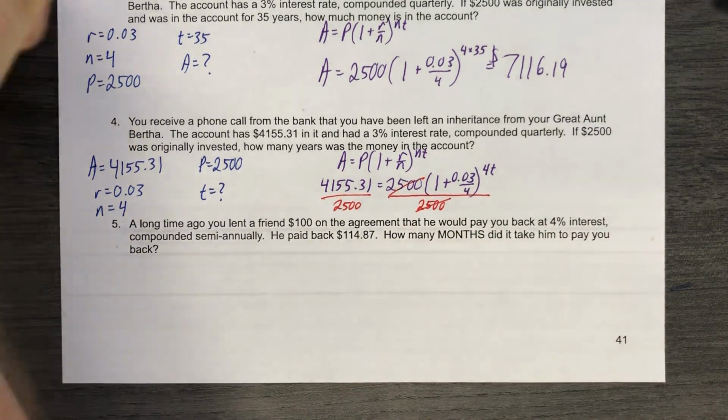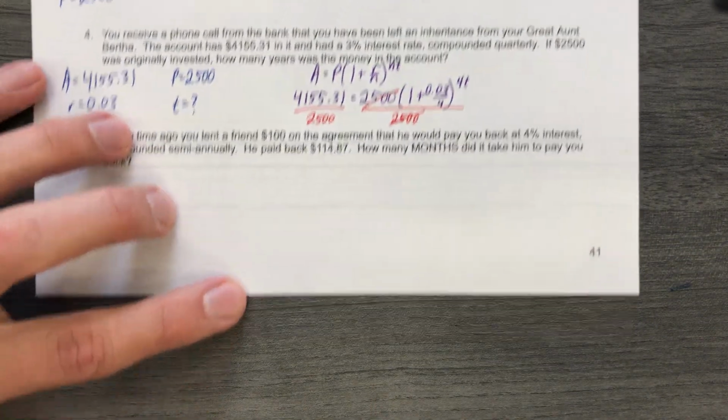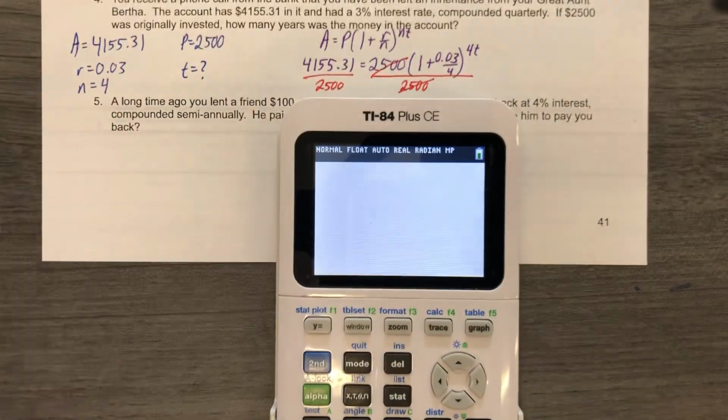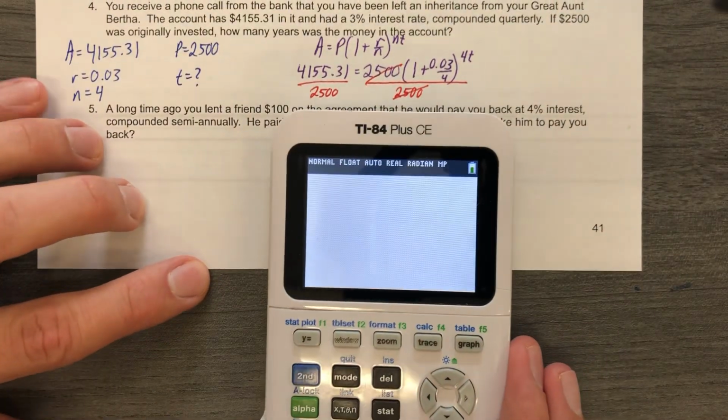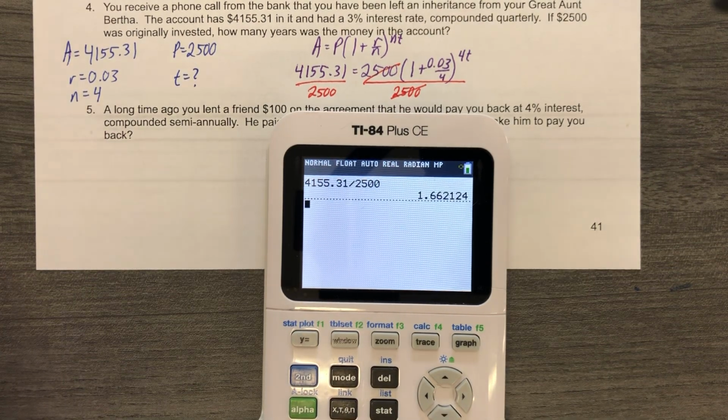Now, I've said this before in a different lesson, and it's worth repeating again. Whenever you do this, you might end up with some crazy decimals that go on for days, and don't round. You may want to round on your paper, but don't round in Desmos or on your calculator, because you'll lose some accuracy when you do that. You'll lose a lot of accuracy.